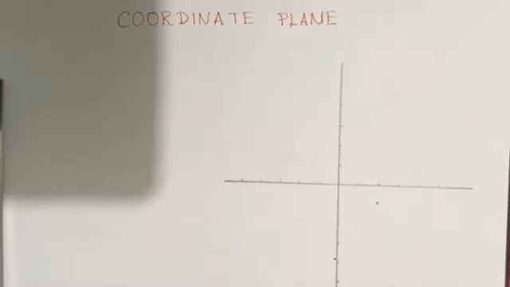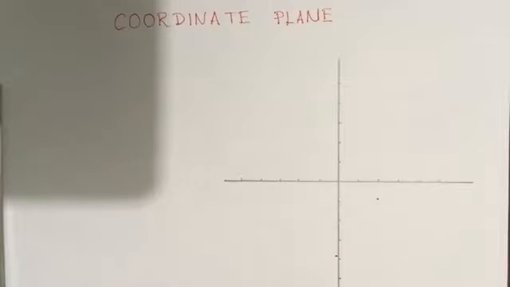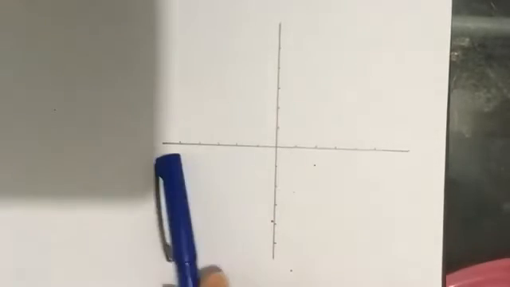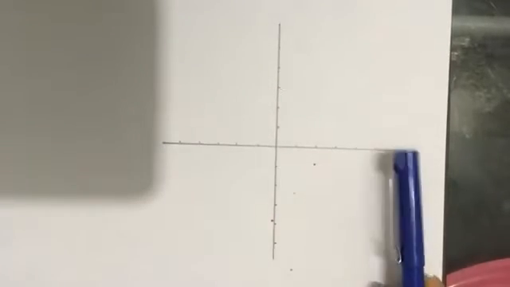Okay, good morning, guys. Today we're going to begin a new topic. This topic is coordinate plane. And in this topic, we're going to make an introduction of the parts of the coordinate plane. So as you can see on the right side of the paper, I have one horizontal line and one vertical line. Those lines have names.